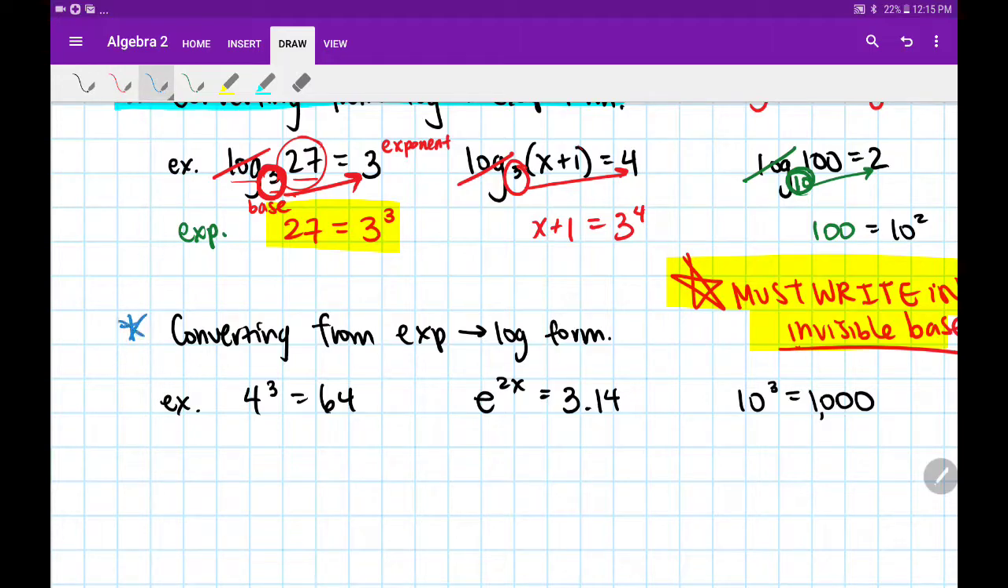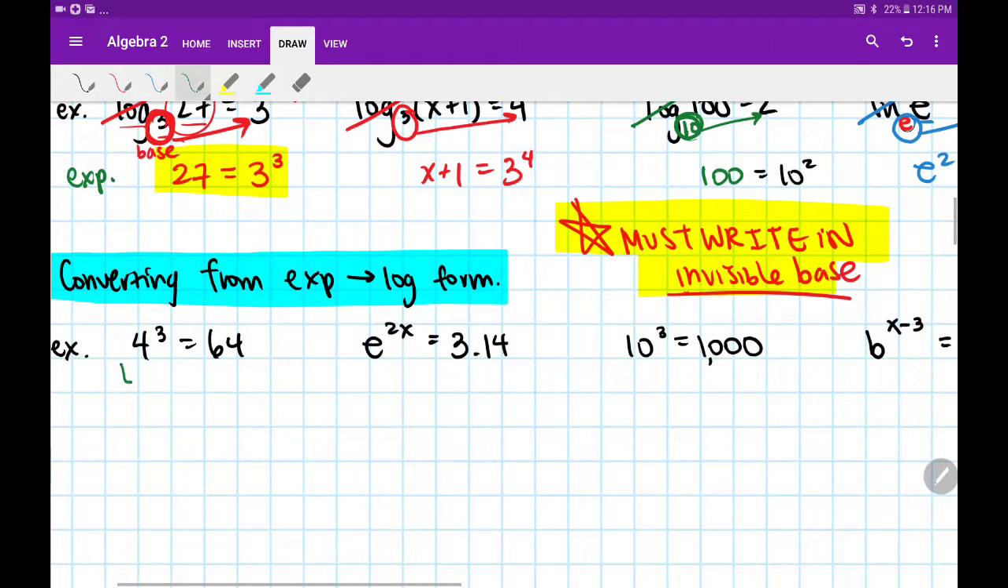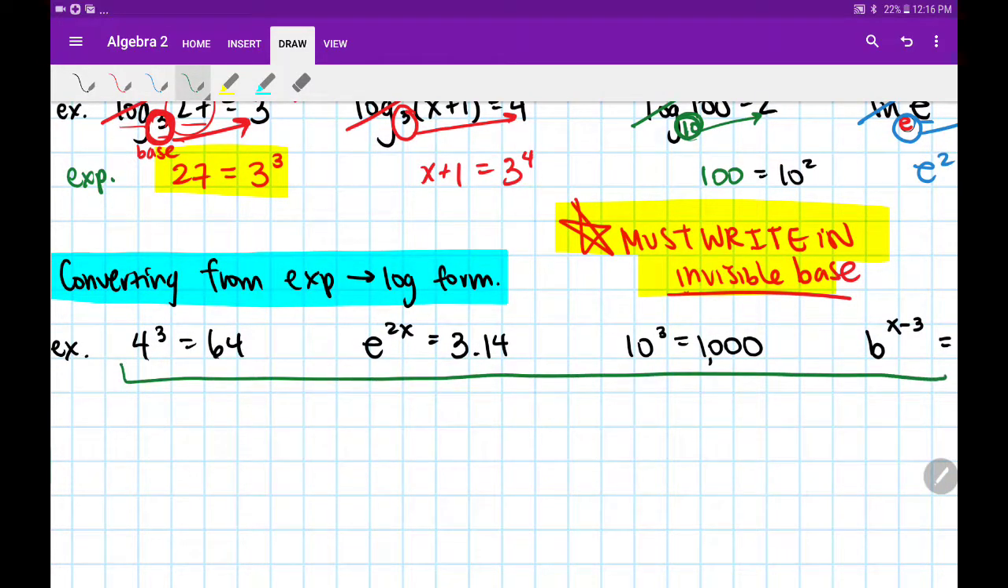So the next skill we're going to practice is converting from exponential form to log form. Basically, we're going backwards. So have a look at what we see here. All of these are written in exponential form. I know it's in exponential form because, number one, there is no log or ln. I don't see the word log or ln, so I can't be in log form. Also, you see that we have bases and exponents, meaning that we're in exponential form.